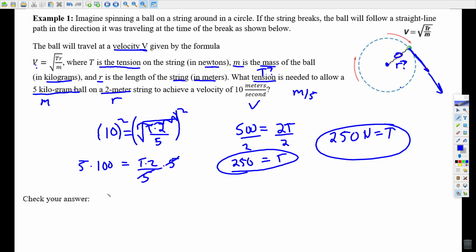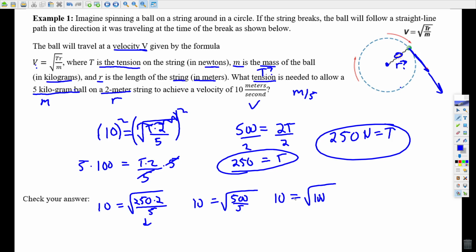And then we're going to do the same thing we've been doing this whole lesson, which is check your answer. We're going to plug in the tension of 250 and see if it gives us 10. So the square root of 250 times 2 over 5. Then on this side we have to simplify it. So we have 10 equals the square root of 250 times 2, which is 500, divided by 5. That is the same thing as the square root of 100. And then we get 10 equals 10, so it checks.